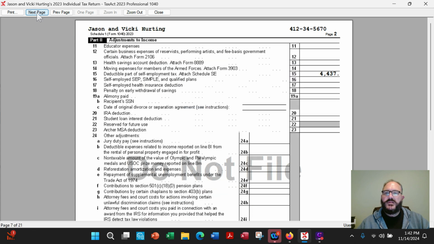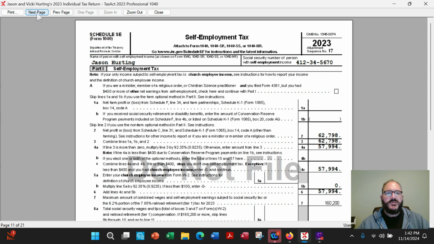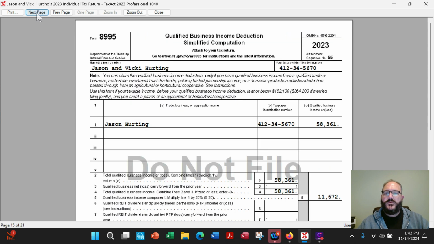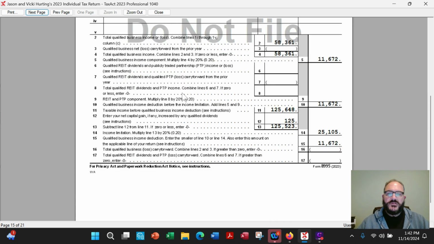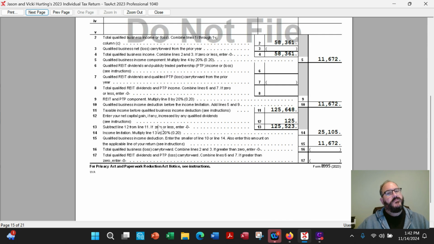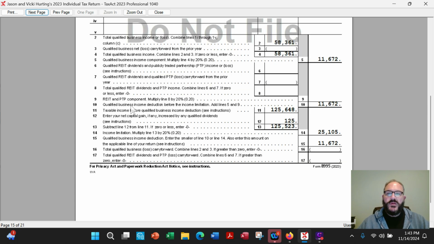Let's see, 8895. Schedule 2. Schedule C, Schedule SE, Schedule 8812. 8995, there it is. So the 8995, if you remember correctly, this is the QBI calculation, okay? So the qualified business income comes over from the other form, and then there's a limitation to the amount here.